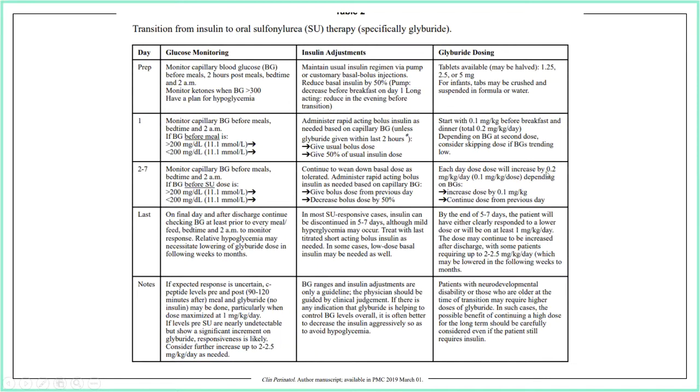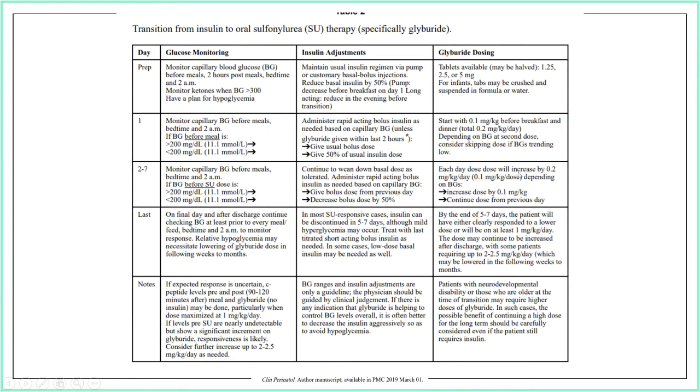Typically, the starting dose for sulfonylureas is about 0.1 milligrams per kilo, and it's dosed BID, so a total of 0.2 milligrams per kilo per day, and you would dose before breakfast and then usually before dinner. So on day 1 of the trial, monitor blood sugars. Before breakfast, you give the initial dose of sulfonylurea. You would continue to administer rapid-acting bolus insulin as needed for high glucose correction based on the capillary blood sugar. Might want to avoid giving a bolus, though, within about 2 hours of the glyburide dose. If it's been 2 hours and you want to give insulin, then you might give about 50% of the usual insulin dose.